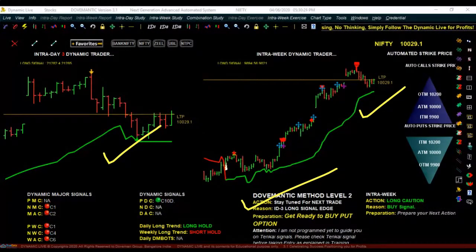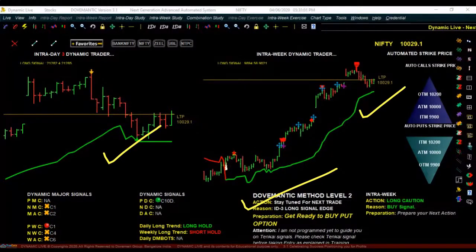So how to do positional trading using dynamic system? There is a very clearly defined method. There is a small training video on that, and I will show you at the end of the session where to find it. As per the dynamic system positional trading method, which we call the level 2 trading method, what is the current position? Are you supposed to be holding a long position, or a short position? This is what you are supposed to check.